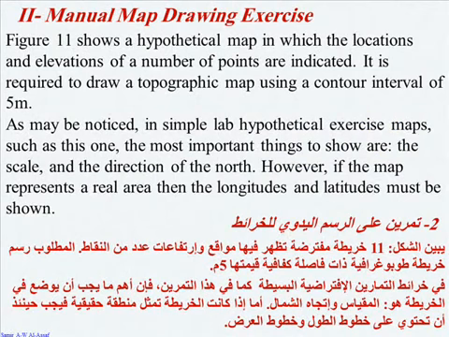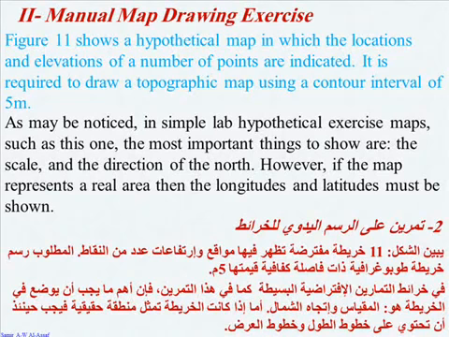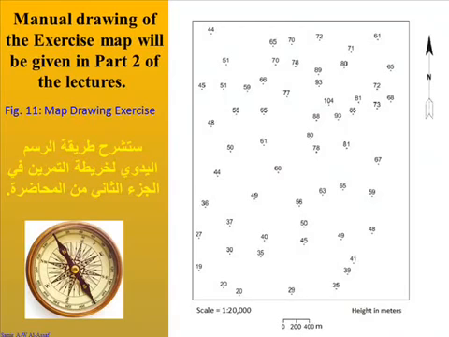Manual map drawing exercise. Figure 11 shows a hypothetical map in which the locations and elevations of a number of points are indicated. It is required to draw a topographic map using a contour interval of 5 meters. As may be noticed, in simple laboratory hypothetical exercise maps, such as this one, the most important things to show are the scale and the direction of the north. However, if the map represents a real area, then the longitudes and latitudes must be shown. Manual drawing of the exercise map will be given in part 2 of the lecture.